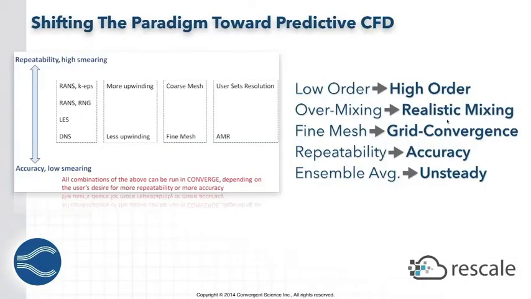So with all these features and Converge's ease of use, we are starting to see this shifting paradigm toward a more predictive CFD solution. And while Converge can achieve repeatable, highly smeared results, the tendency has been to move away from those and achieve a more accurate predictive state. So this means moving from lower order numerics to high order, and a fine mesh everywhere to mesh with grid convergence, meaning at what point for a given case does refining the mesh have a negligible effect on the accuracy of the results, and thus it's not worth the cost.